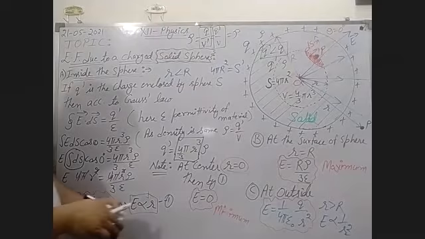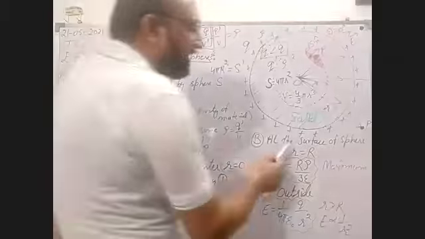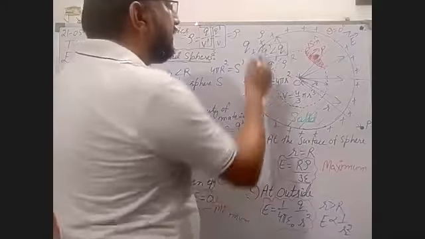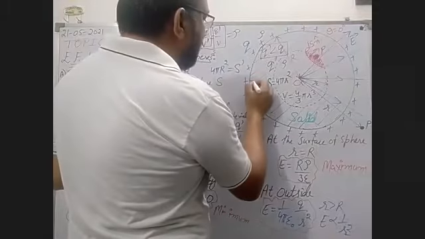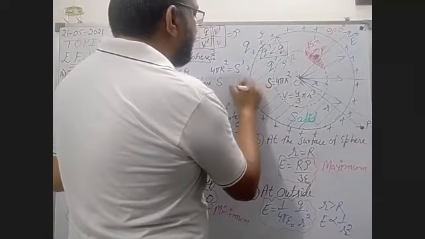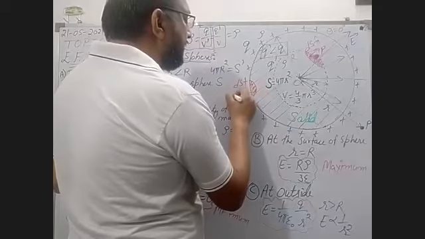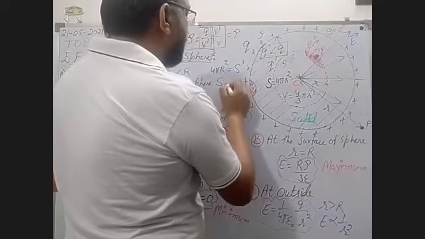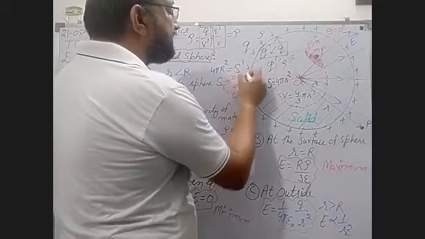Now the next topic, part B: at the surface of the sphere, what will be the value of the electric field? Consider it like this. This is dS, and its normal is n cap here, and the electric field is again in this direction, so theta is again equal to 0 degree.